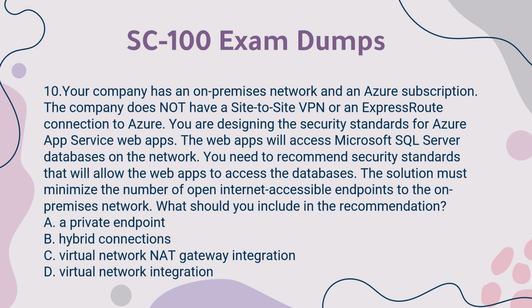10. Your company has an on-premises network and an Azure subscription. The company does not have a site-to-site VPN or an ExpressRoute connection to Azure. You are designing the security standards for Azure App Service web apps. The web apps will access Microsoft SQL Server databases on the network. You need to recommend security standards that will allow the web apps to access the databases. The solution must minimize the number of open Internet accessible endpoints to the on-premises network. What should you include in the recommendation? A. A private endpoint. B. Hybrid connections. C. Virtual network NAT gateway integration. D. Virtual network integration.